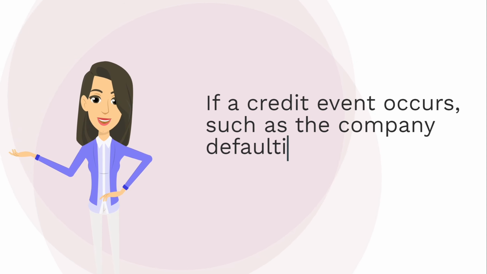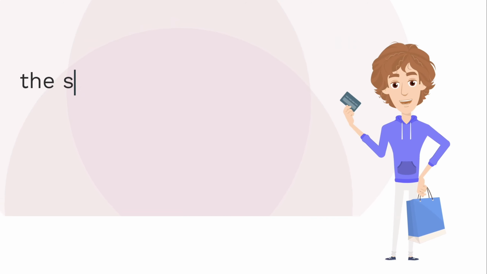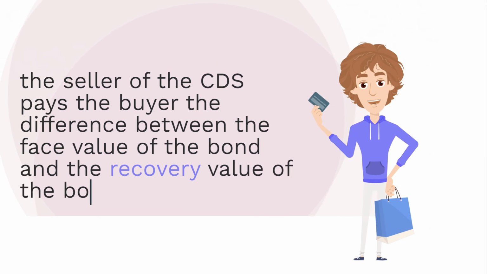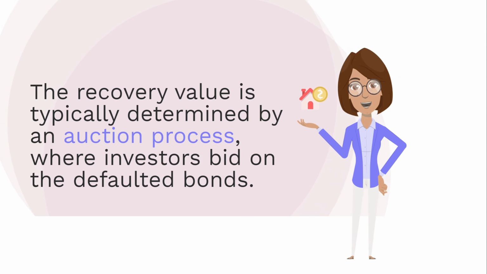If a credit event occurs, such as the company defaulting on its debt obligations, the seller of the CDS pays the buyer the difference between the face value of the bond and the recovery value of the bond. The recovery value is typically determined by an auction process, where investors bid on the defaulted bonds.